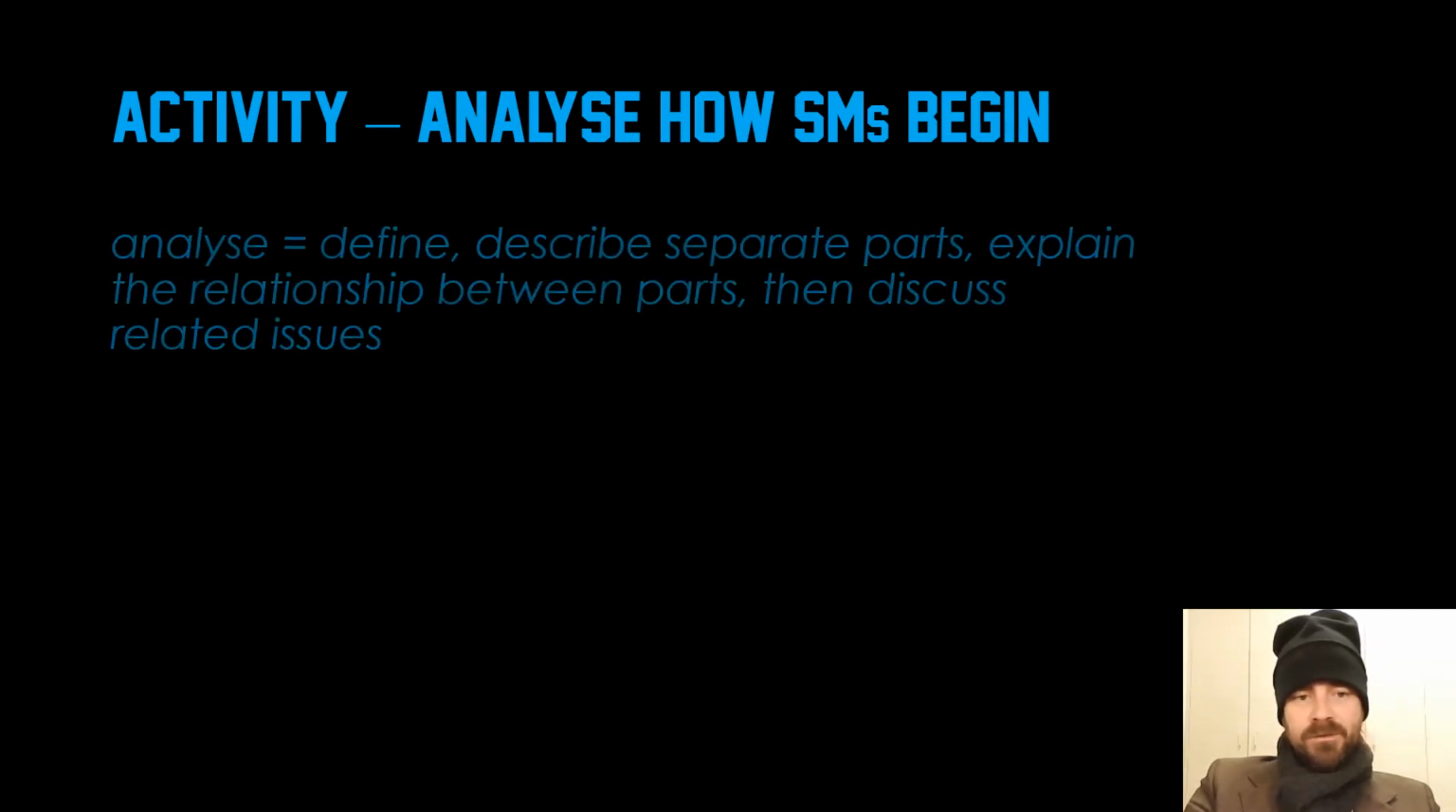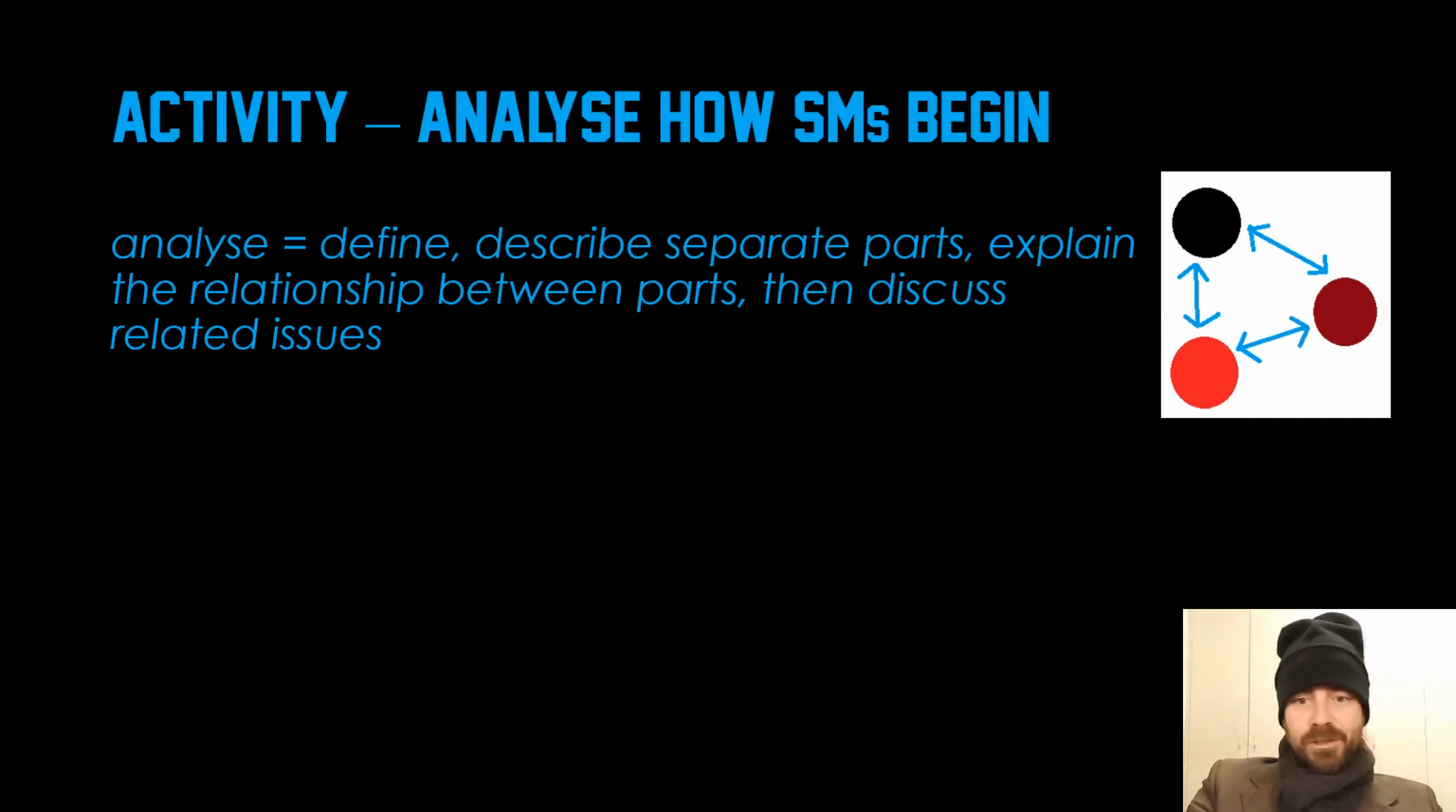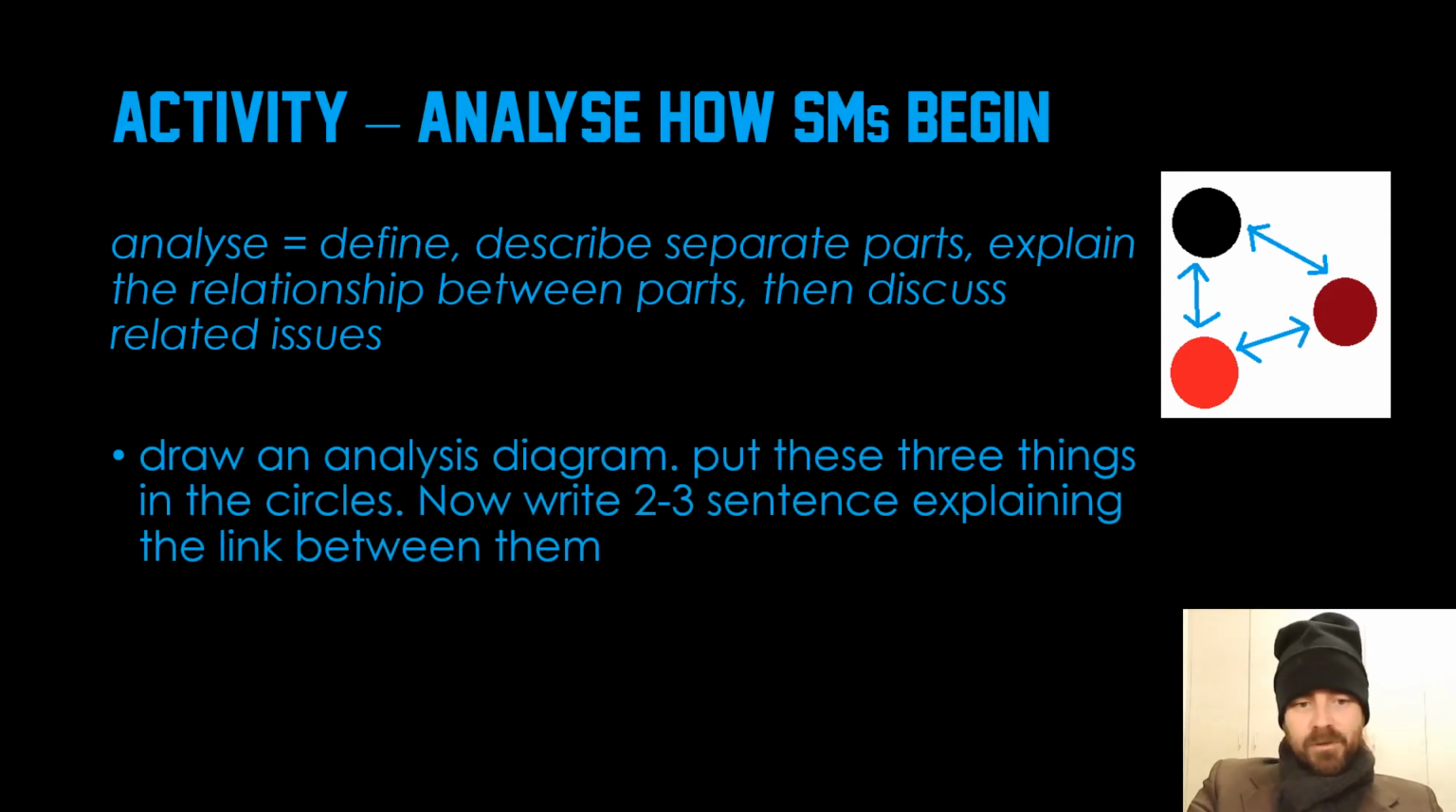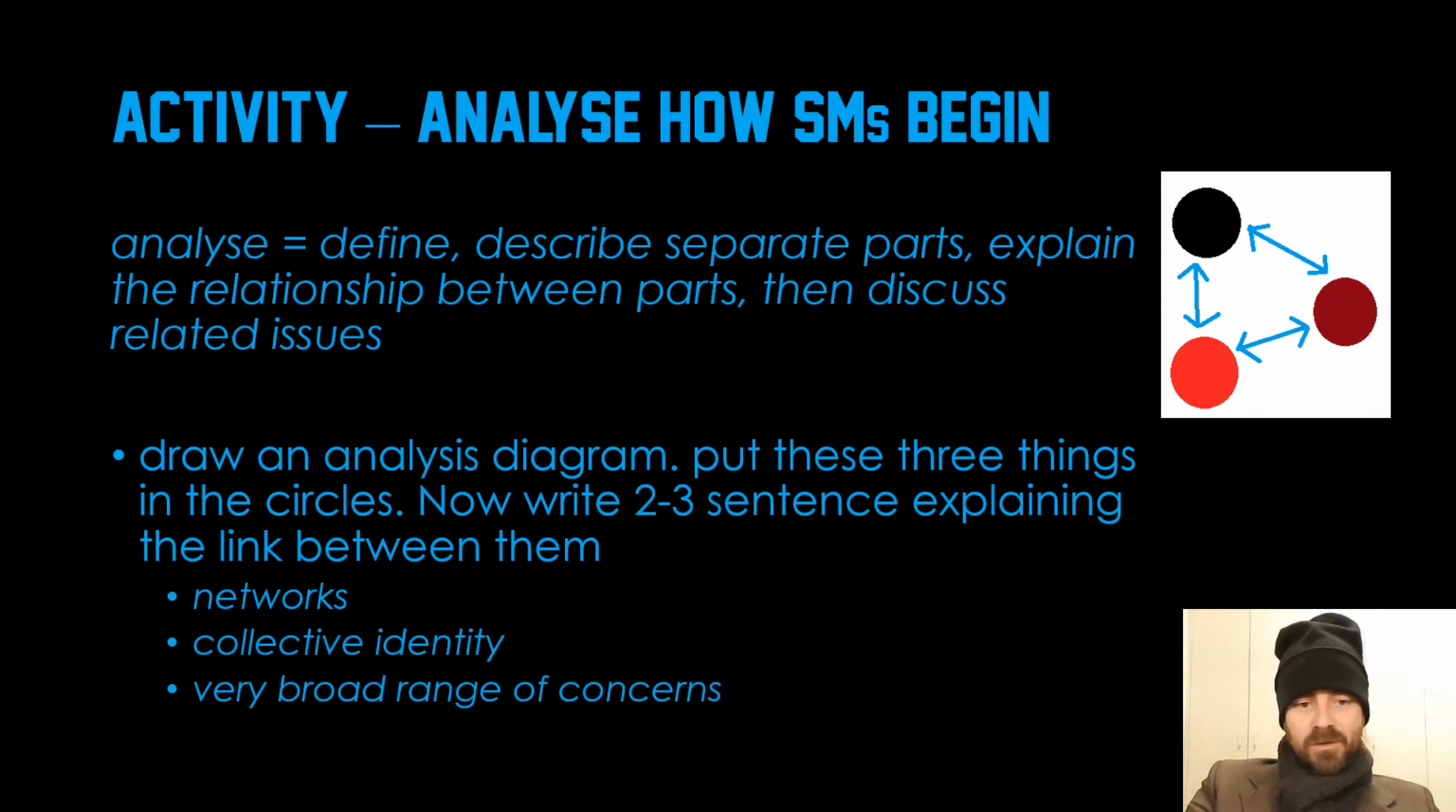Okay, time to analyse. There's your definition of analyse again. Here's a little diagram you might want to use when you're analysing. Don't have to. I want you to, sorry, I lied, you do have to. You've got to draw an analysis diagram. So you're going to put these three things in the circles: networks, collective identity, and very broad range of concerns. These are things that are typical of new social movements. So draw a little diagram like that. And then I want you to write, where the arrows are, one or two things that link them. What links networks and collective identity? What links collective identity and very broad range of concerns? And what links networks and very broad range of concerns? That's your analysis. Do it.